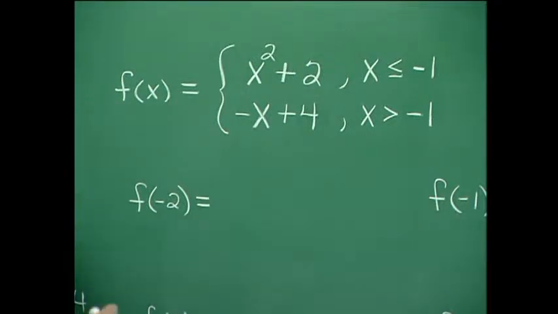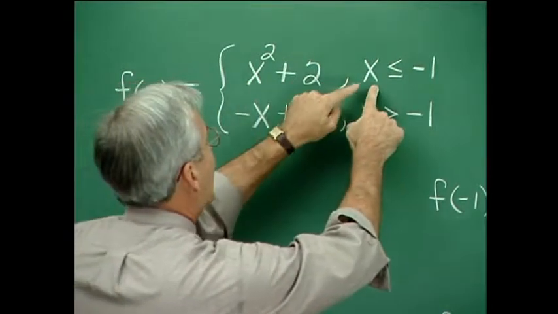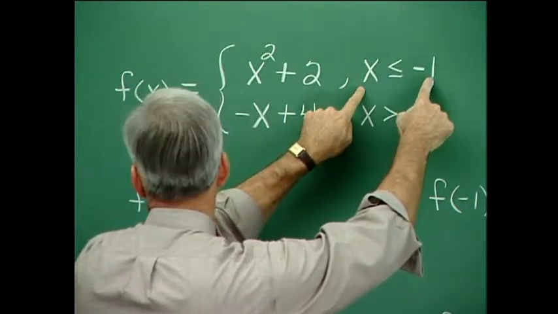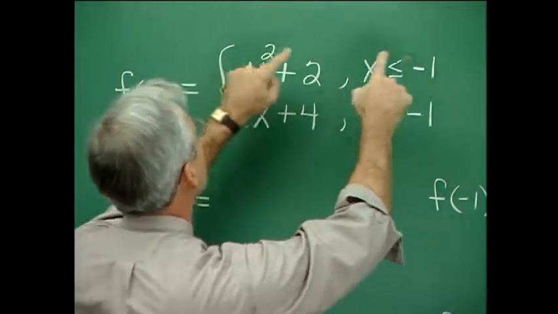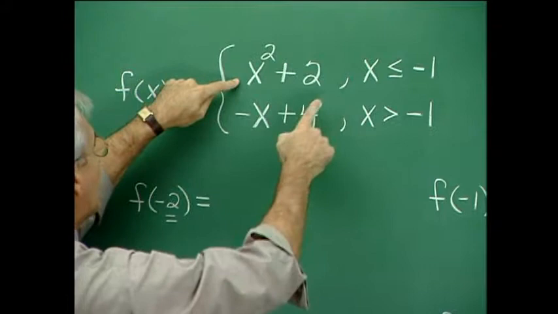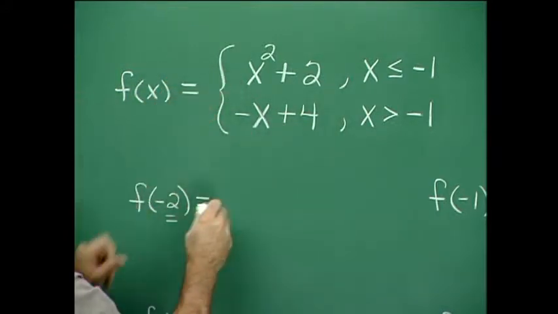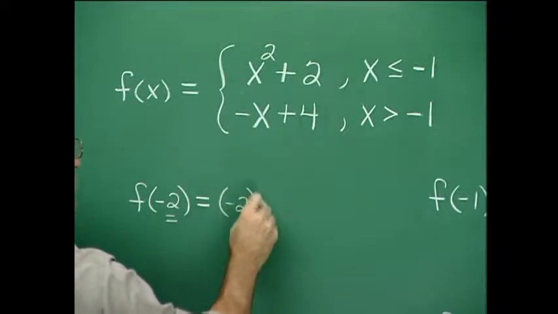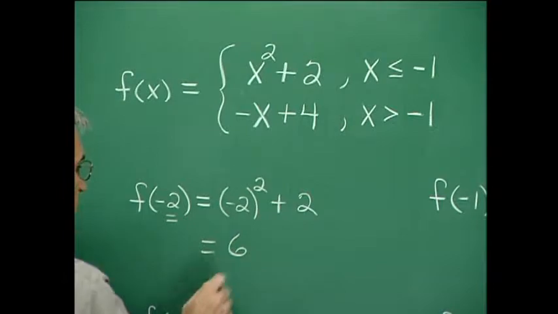All right, what if we want to evaluate f of negative 2? Well, we have to figure out where negative 2 falls in terms of domain. For x values less than or equal to negative 1, negative 2 would be in this region, and so we'll use this expression for evaluation purposes. So f of negative 2 means in the f function replace x with negative 2. So here we have negative 2 squared plus 2. So this will be 4 plus 2, or 6.